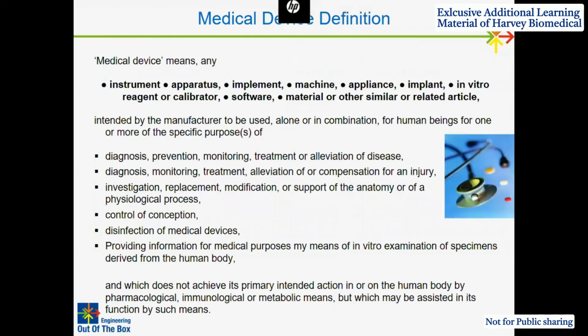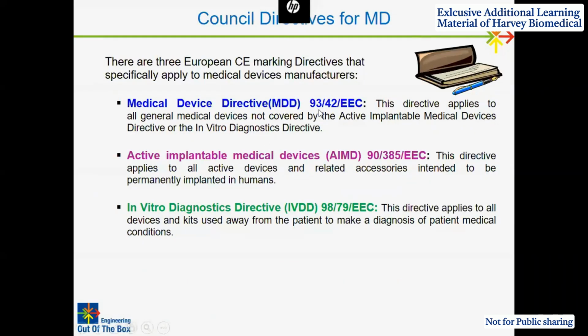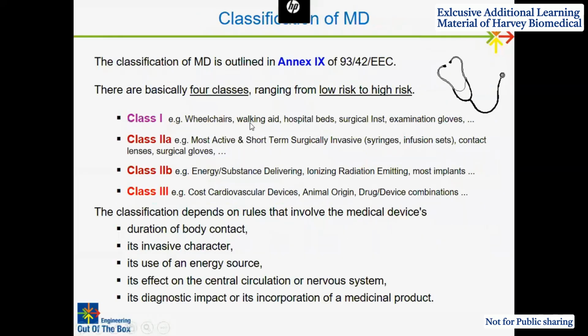If you see the medical device definition, instruments, operators, implements, all of these fall under the device definition. As I explained, 93/42, 90/385, 98/79, MDD, AIMDD, and IVDD. Now this has changed to the MDR, and Annex 9 was the device classification. Now Annex 8 is the device classification. But the classification is the same: class 1, 2A, 2B, 3. As with the US FDA, I told you class 1, 2, 3. Okay. These are all based on risk only.